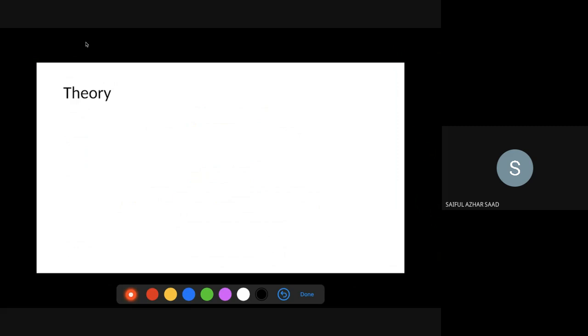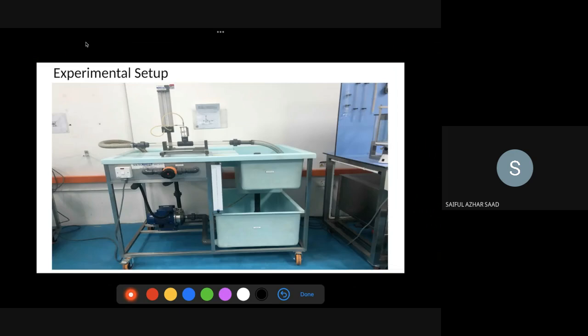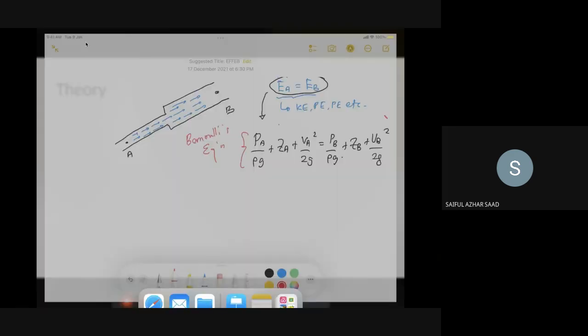Before I go deep into the experimental parts, I would like to discuss the theoretical part first. Let's assume that we have a fluid. Let's say I have a pipe over here, and I'm interested in this point and this point. Let's label it as point A, and here as point B. Inside the pipe, I have a fluid. Let's say water is flowing from point A to point B.